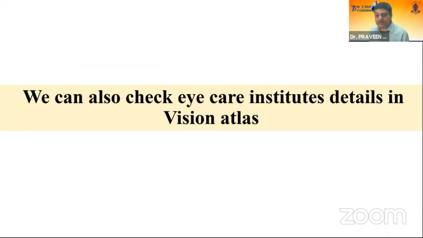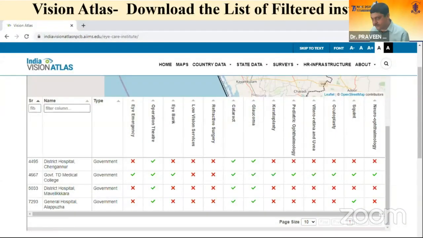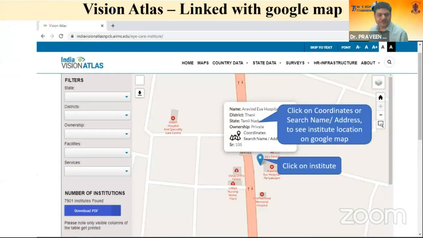We can also check the eye care institutes through this Vision Atlas. In fact, these filters are there. We can go to state, district, or even facilities and all the different services, and we can use these filters. We can even download the institute details with the help of these filters. These are very positive features.